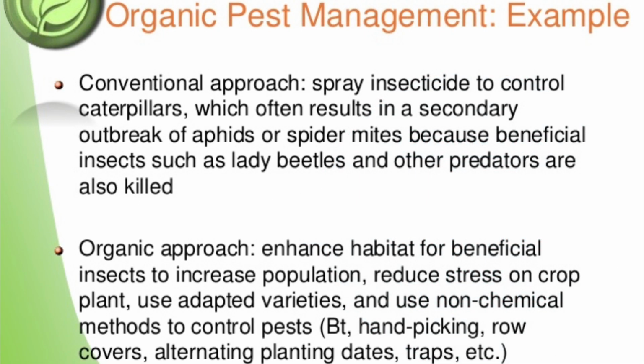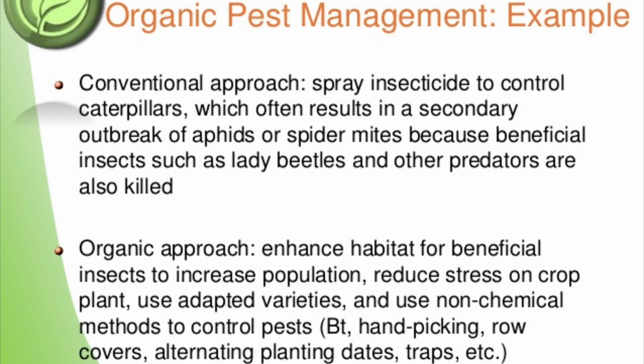So usually when it comes to pest management, the conventional approach would be just to spray an insecticide to control, say, a caterpillar, which often results in a secondary outbreak of aphids or spider mites because the beneficial insects such as ladybugs or beetles and other predators are also killed.